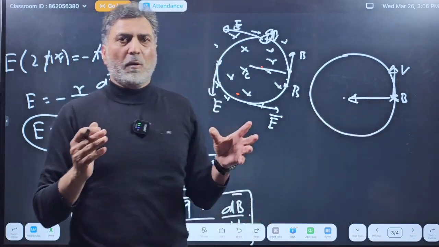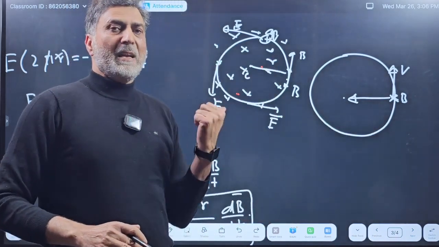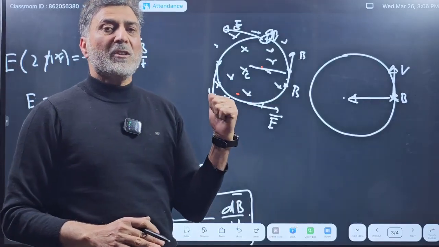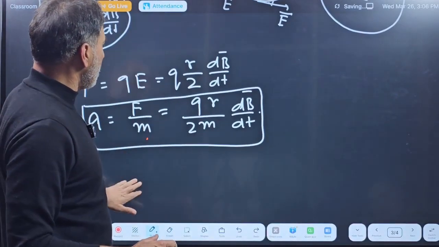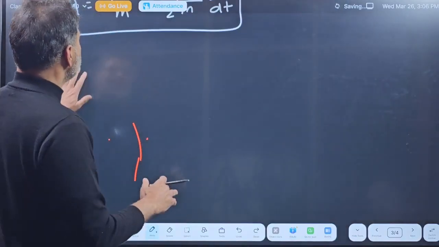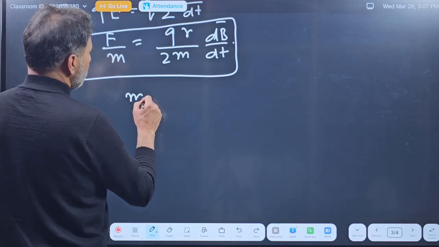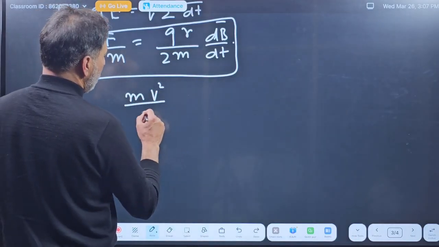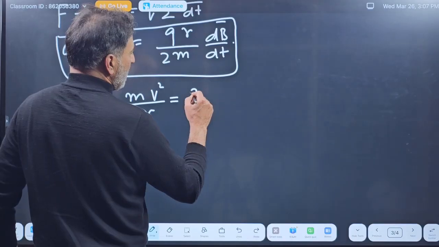So it is the magnetic force, the magnetic field which is on the periphery, that produces the centripetal force which keeps the charge moving in a circle. How much is that magnetic force? That magnetic force is which gives the centripetal force mv squared by r. This is the centripetal force, and it is being provided by the magnetic force, that's qvB.